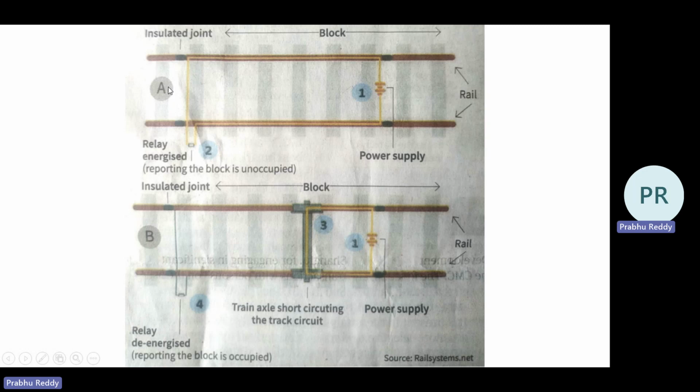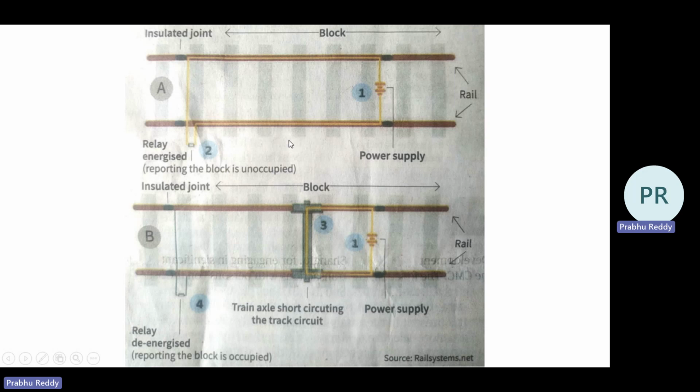So you can observe what exactly is happening here. You can see this is one track and B1 is another track. In the first track, no train is moving. Okay, there is no train, and at that time this power supply will switch my relay to energize, and this energized relay will report the block is unoccupied. Okay, what exactly is this energized relay reporting? It is reporting that the block is unoccupied.